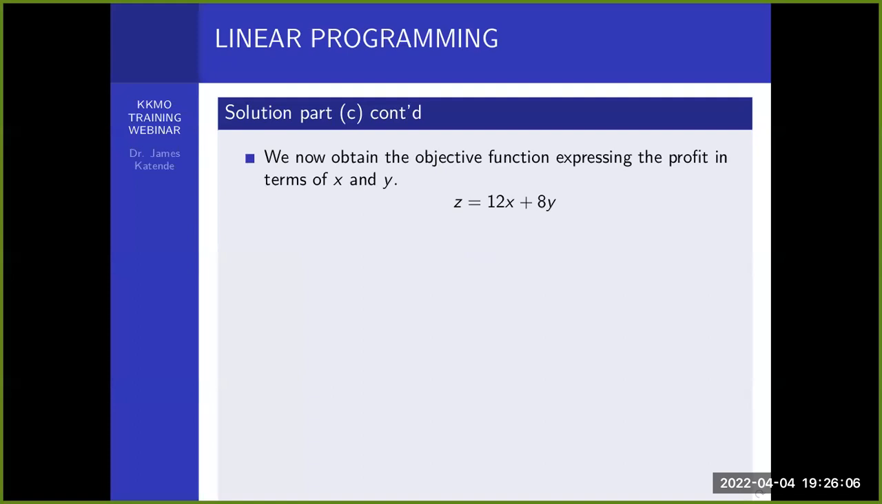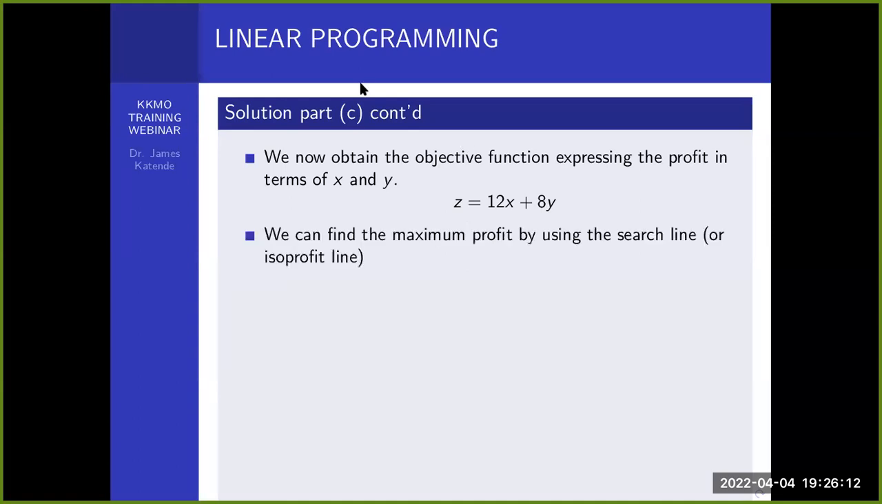So we need to obtain the objective function, and the objective function was the profit. The question says the profit from A was 12 shillings and the profit from B was 8 shillings. So each unit of X will provide 12 shillings, a total of 12X, and a total of 8Y for unit B. And this gives you the total profit from selling whatever is in stock. So this is a quantity we are supposed to maximize, and we usually call this the objective function.